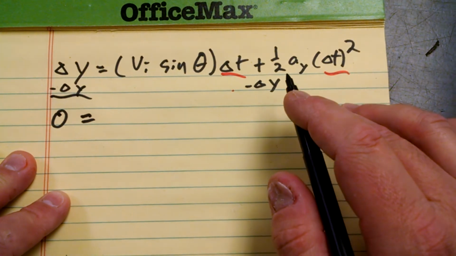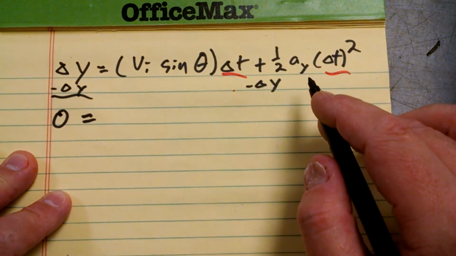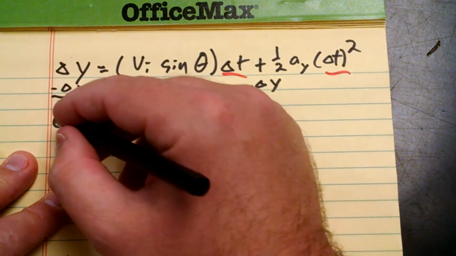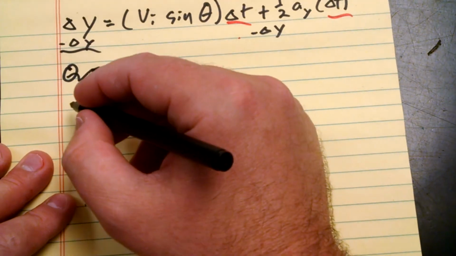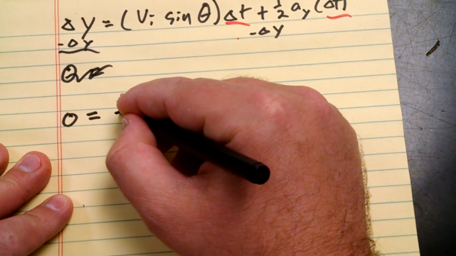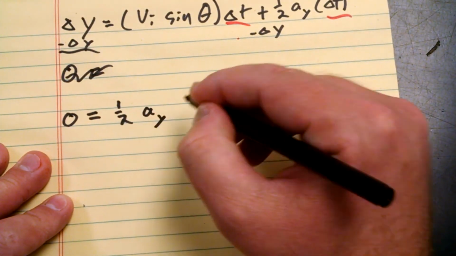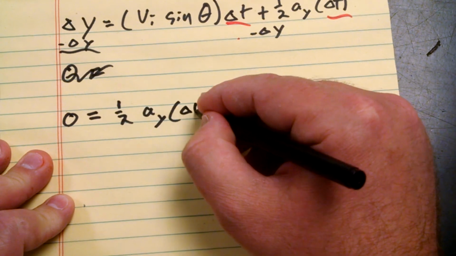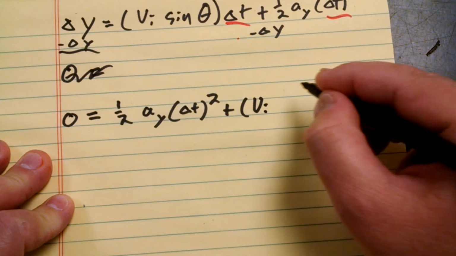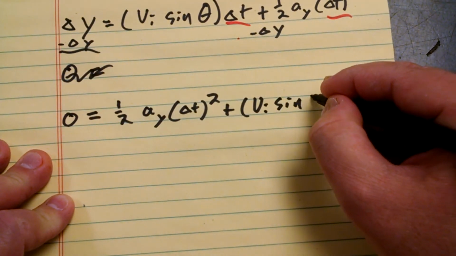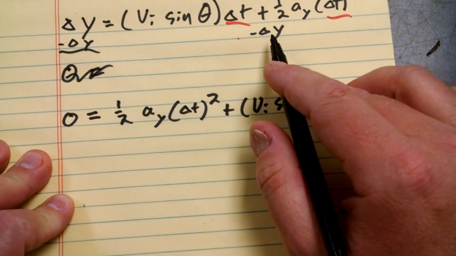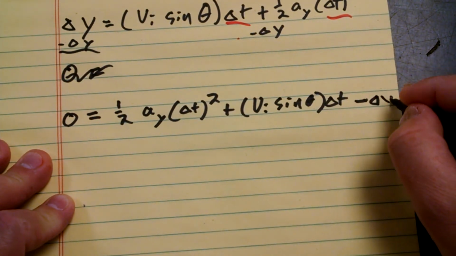But I'm also going to do a little bit more manipulation. I'm going to take my second term and move that to the front. So 0, sorry, that's a little scrunched up, I'll give a little space. 0 is equal to, second term, 1/2 ay times delta t squared plus vi sine theta times delta t minus, remember we're subtracting delta y from both sides, delta y.